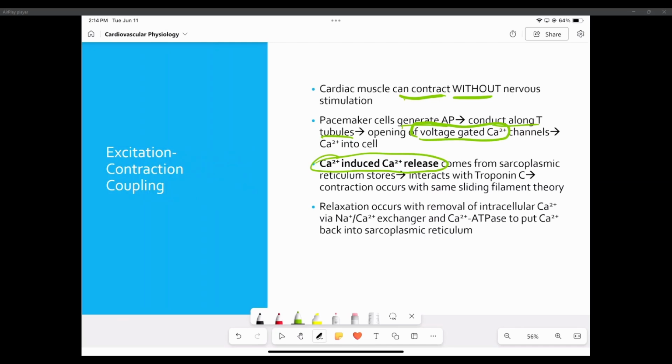Same procedure happens. What does this calcium bind to in the muscle? Troponin C. Remember, that's where calcium goes. And the same exact thing happens. Everything else is the same.